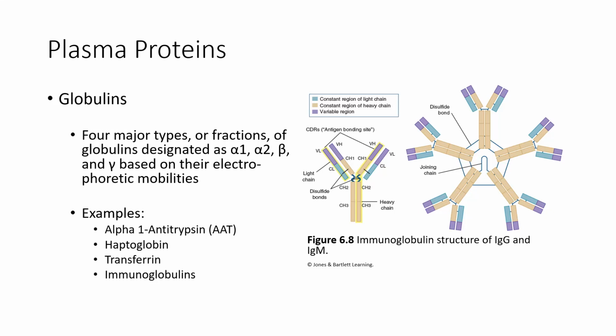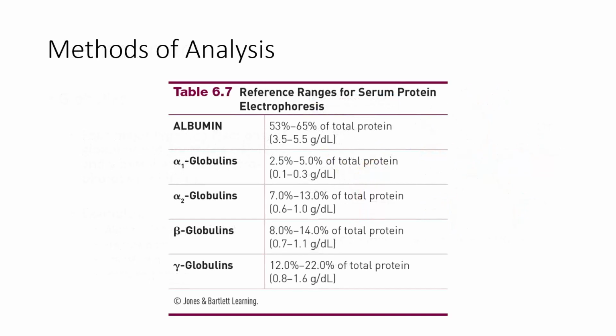Globulins. There are four main types or fractions of the globulins that are designated as alpha 1, alpha 2, beta, and gamma based on their electrophoretic mobilities. So when we put these in a serum protein electrophoresis, the different fractions are going to migrate at different rates. And that's how we categorize these globulins. Examples are listed below, and we're going to go through each one of these fractions. Reference ranges for albumin and the globulins are listed in this table.